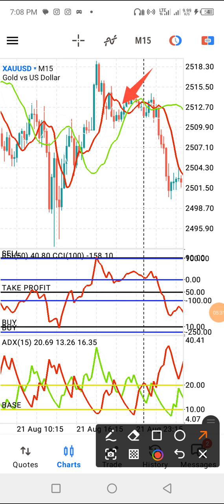Now then, the second condition is your CCI crossing below a level, either positive 250, positive 100, or 0. So if your red line crosses any of these lines, which is the blue line, then the third thing you should watch out for is where your negative ADX is.